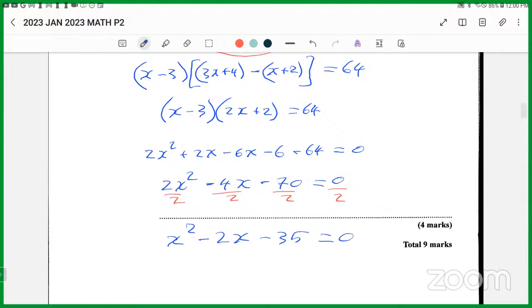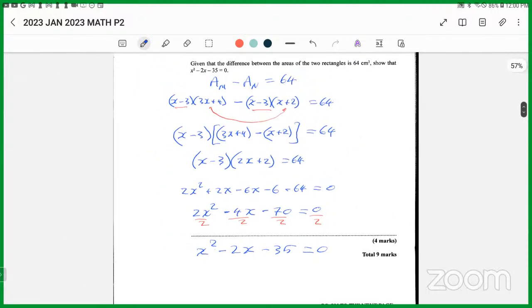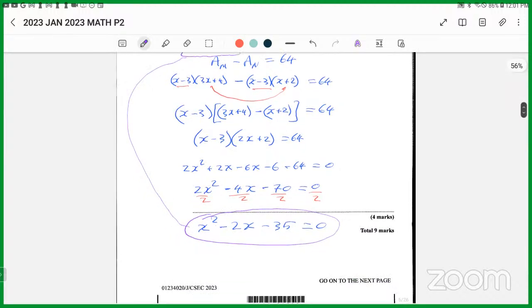equals 0. And this is the same expression that they told us to show. See it here? This is the same thing that they told us to show. Therefore, we can say it was shown. And that is it. We showed it.